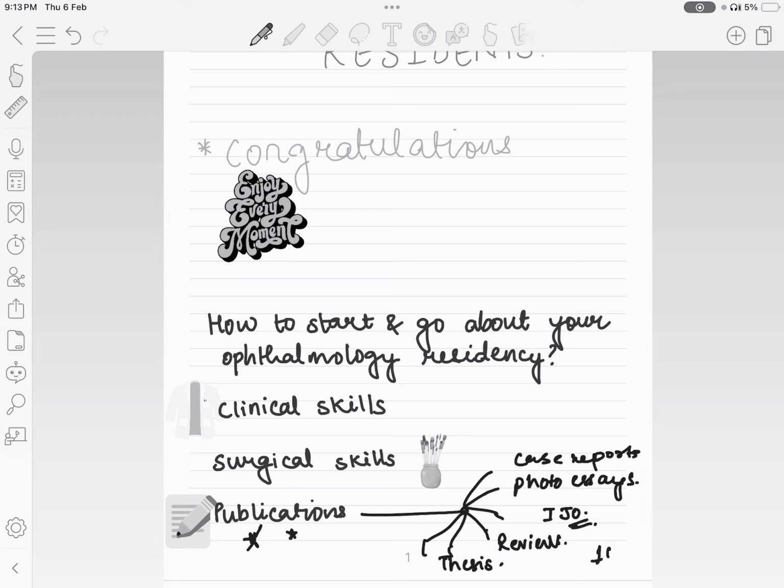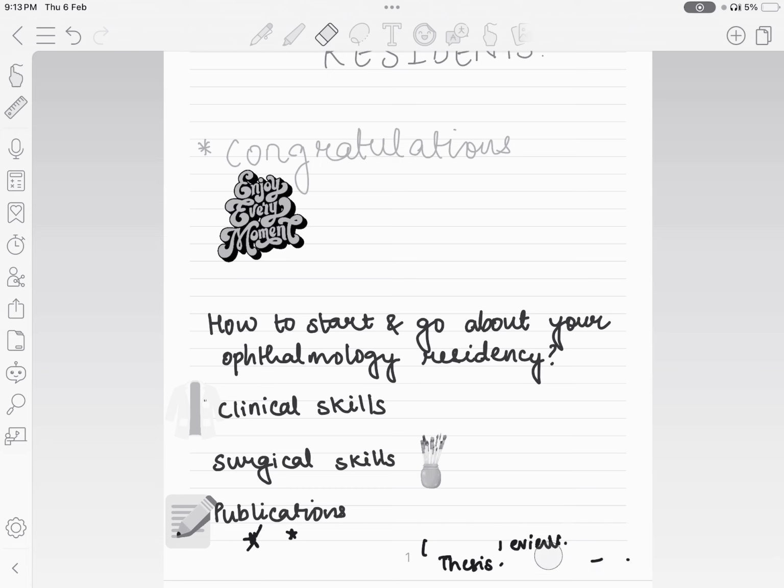They say at least 10 at the end of your residency, including the case reports, photo essays, and whatever. And yeah, even if it is less than 10, then actually it's good. 10 or anything less than 10 is fine. I feel you're in a good place then.